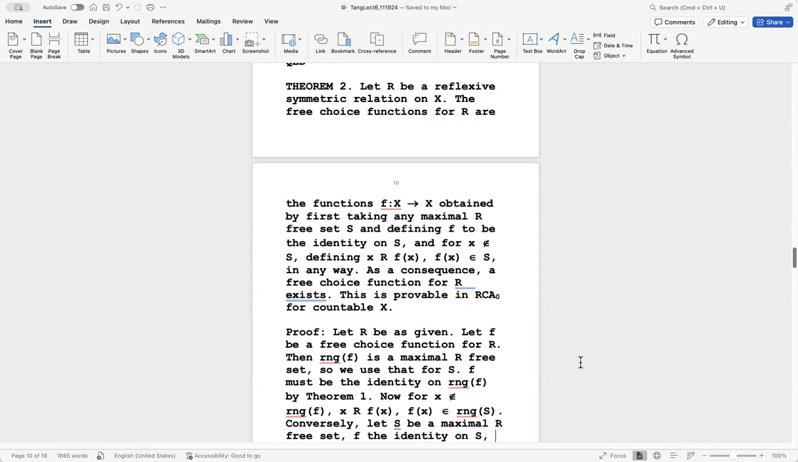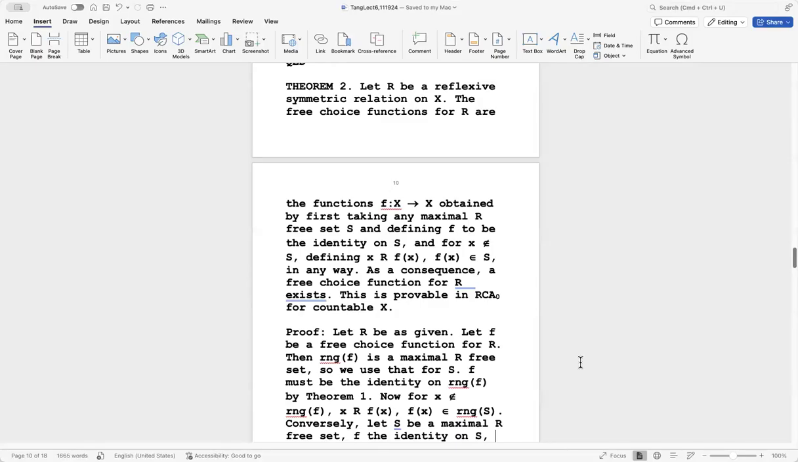The free choice functions of R are the functions obtained by first taking any maximal R free set S and defining F to be the identity on S, and for X outside S, defining F of X to be something related to X that's inside S. Very simple idea. That's necessary and sufficient. That's exactly what they are. As a consequence, a free choice function for R exists because you can always get a maximal free set, since it's reflexive.